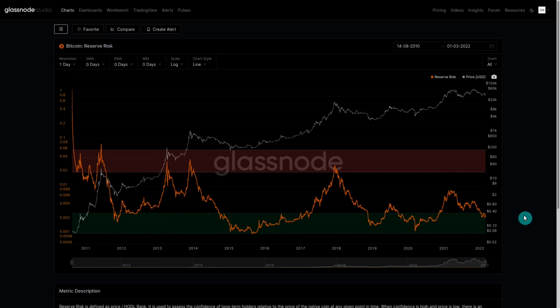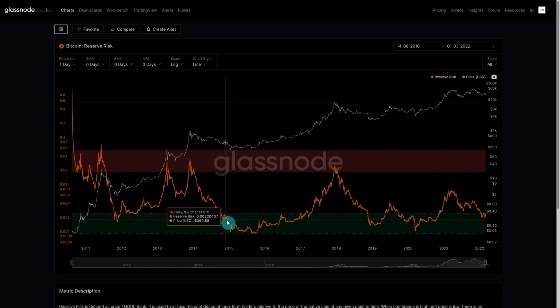Next up, we have the reserve risk. This is the metric that was originally developed by Hans Hodel. There is a reserve risk masterclass, which I'll link up here in the description. So I won't spend too much time going through the details of how this comes to be. Suffice to say that when we enter into the green zone for the reserve risk, what it's generally showing is that investors are hodling more. There's a lot less coin day destruction going on, and generally speaking, we're seeing this strength in the market.